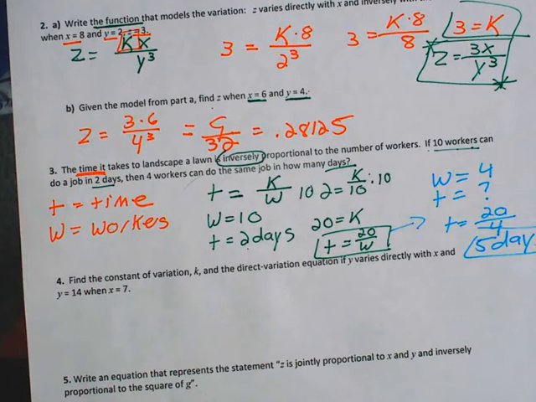Again, this is the process. You have to figure out the variables, write your function, substitute to find K, and then answer the question. So this is quite a few steps. Now let's look at the next one.